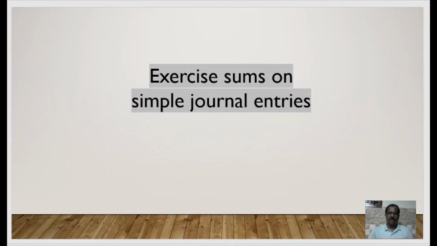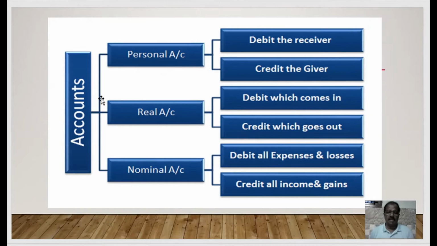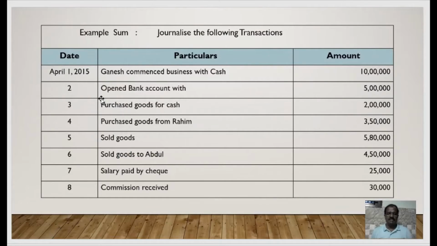Okay, now let us get into the exercise sums on simple journal entries. By making use of the golden accounting rules which we have seen in the earlier video, that is personal account, real account, nominal account, golden rules for debiting and crediting aspects. Now we have got a set of 8 transactions. For all these transactions we have to give the journal entries. How do we do that? And how do we apply the rules we have studied earlier?